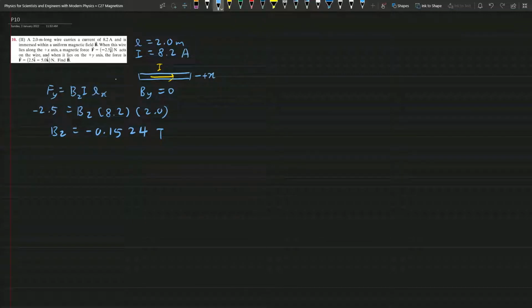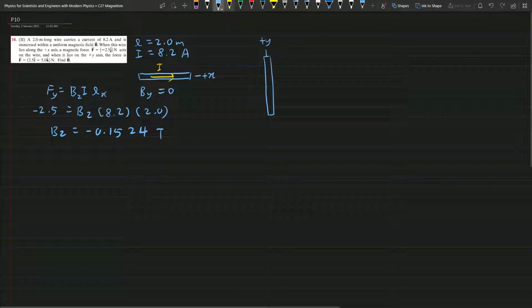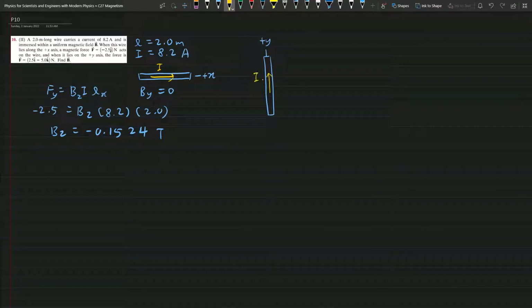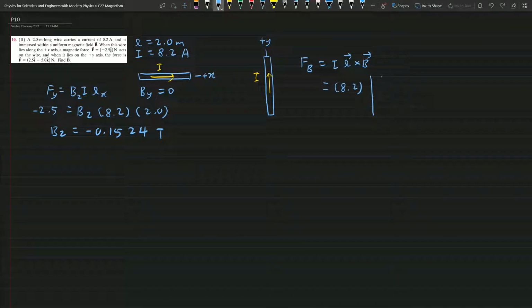Now consider the second case. The wire lies along the positive y. So the current will go like this. In this case, we are going to apply FB equals IL cross B. This equals I is 8.2, and behind here is just a cross product. So x, y, and z.